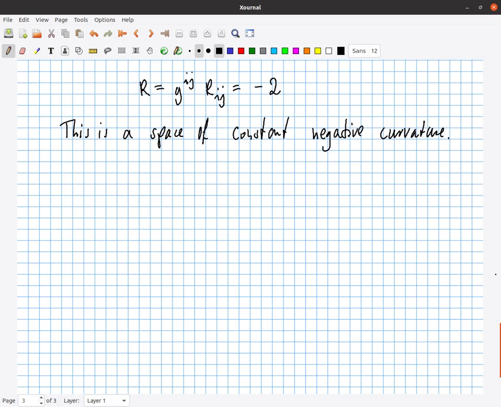So for those of you who like this course and are maybe interested in cosmology, it turns out that the space-time that is used to describe cosmology and the universe we live in contains a part that is a space of constant curvature. I'm writing this down as notes.